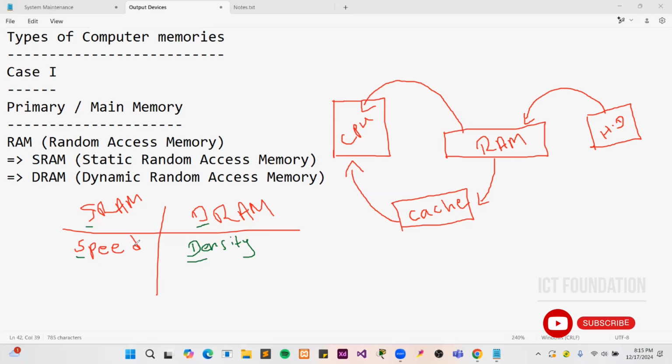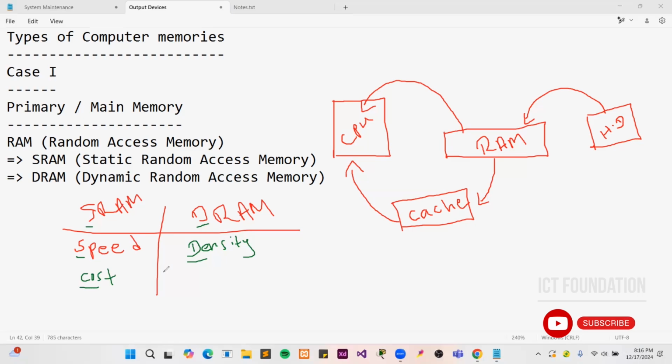Then the second difference we can see is, when a particular memory is high speed, the cost also increases. The bit cost is high in SRAM because it is high speed memory, and we have to spend more money than on DRAM.